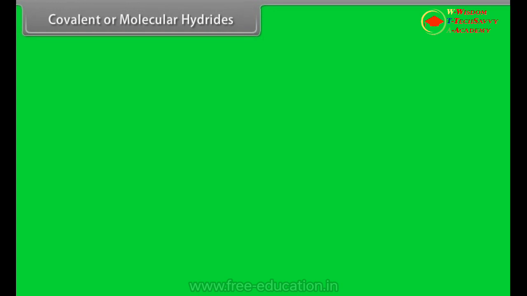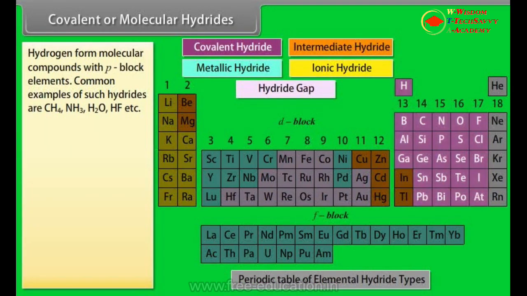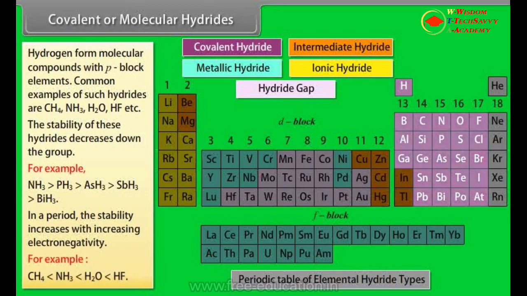Covalent or molecular hydrides. Hydrogen forms molecular compounds with p-block elements. Common examples of such hydrides are CH4, NH3, H2O, HF, etc. The stability of these hydrides decreases down the group. For example, in a period, the stability increases with increasing electronegativity.